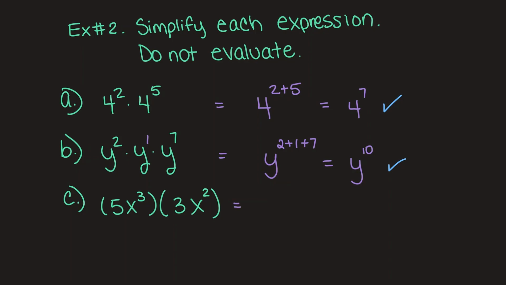For the next expression, we actually can write this without the parentheses, since this is all being multiplied out anyways. And if it helps, we can reorder our factors so that we pair up the 5 with the 3 and the x's together. So multiplying this out gives us 15 times x to the 3 plus 2, which is x to the 5th power.